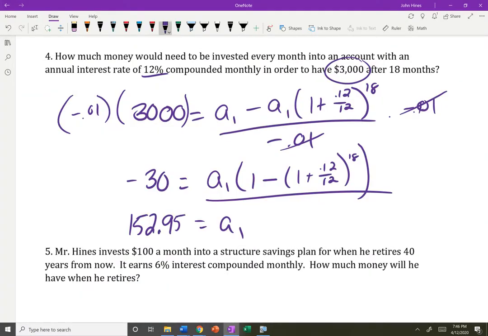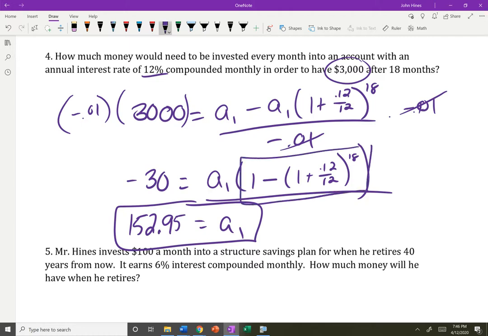$152.95. That's how much money I need to put away each month. To review that, I plugged it into the geometric series formula, but I didn't know the first term. I didn't know what the monthly payment was. So I multiplied up the denominator to clean that out. Then I factored out that a1, so I only had one variable to deal with. I typed this bad boy into my calculator and then divided him over. The algebra is not terrible, it just looks a little bit frightening.